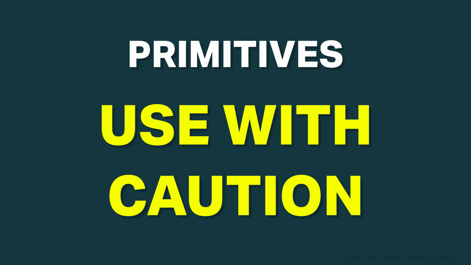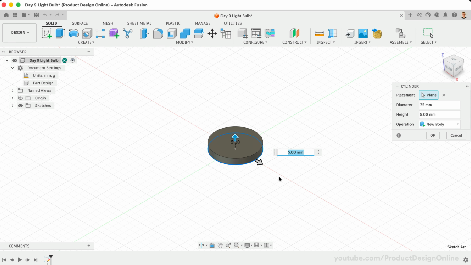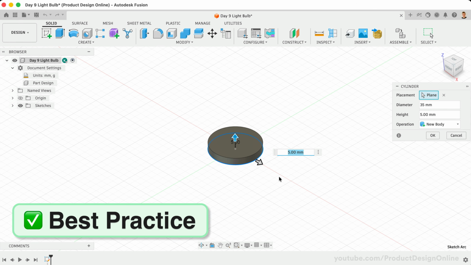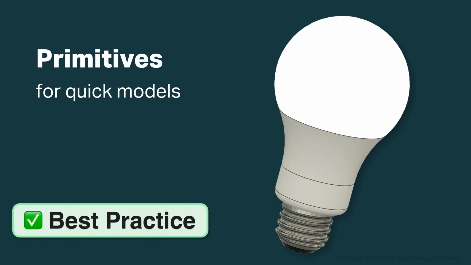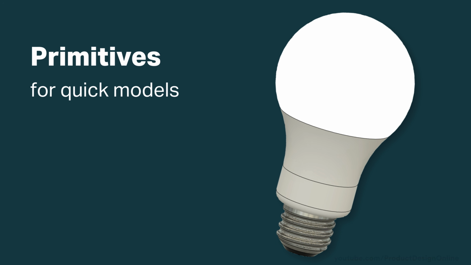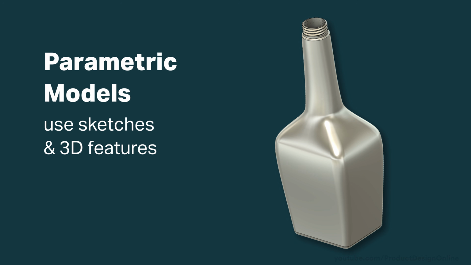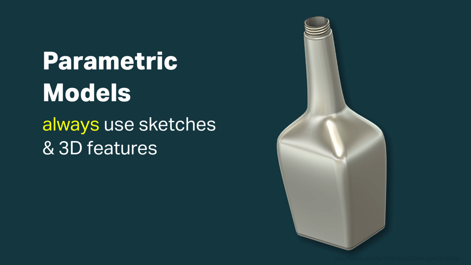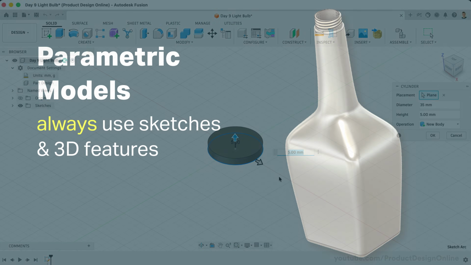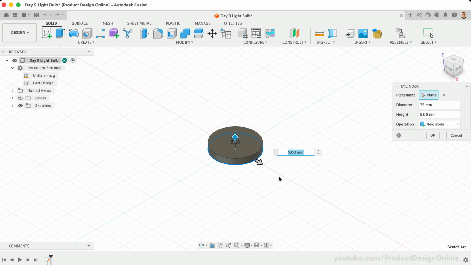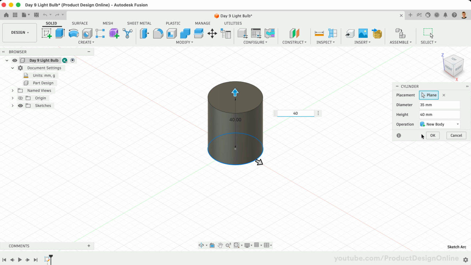However, primitives present some drawbacks, including potential reference and parametric issues. As a best practice, use Fusion's primitive shapes when working on small, quick models such as this visualization. For more complex models, particularly ones that need to be fully parametric, utilize fully defined sketches and modeling features instead. Define the height of the cylinder as 40 millimeters before clicking OK.